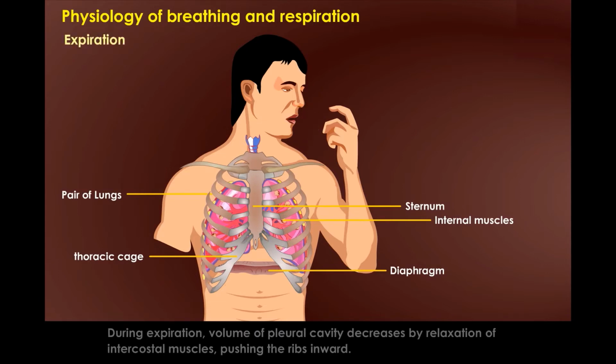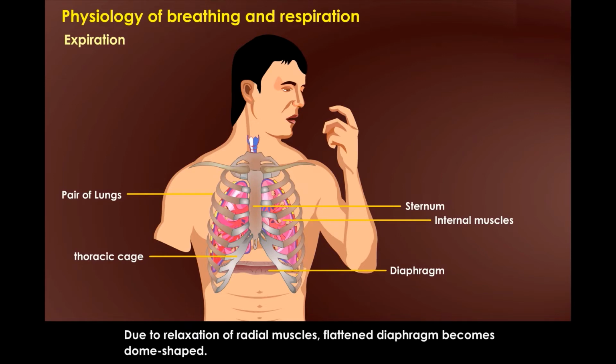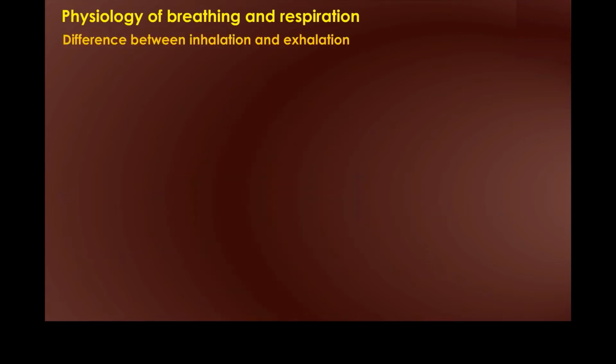Expiration. During expiration, volume of pleural cavity decreases by relaxation of intercostal muscles, pushing the ribs inward. Due to relaxation of radial muscles, flattened diaphragm becomes dome-shaped. This presses the lungs and air goes out.